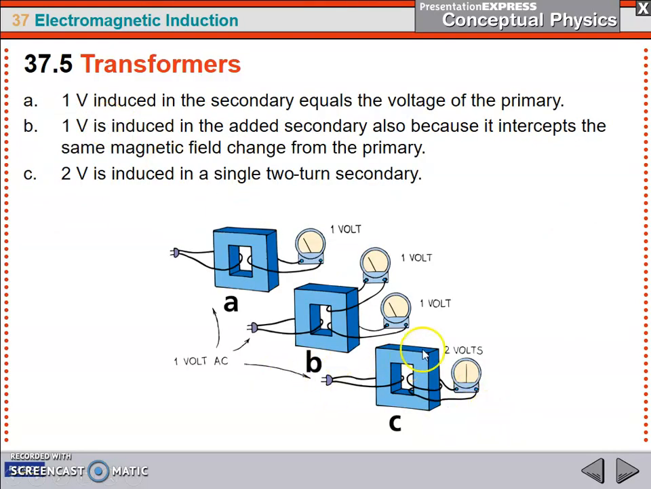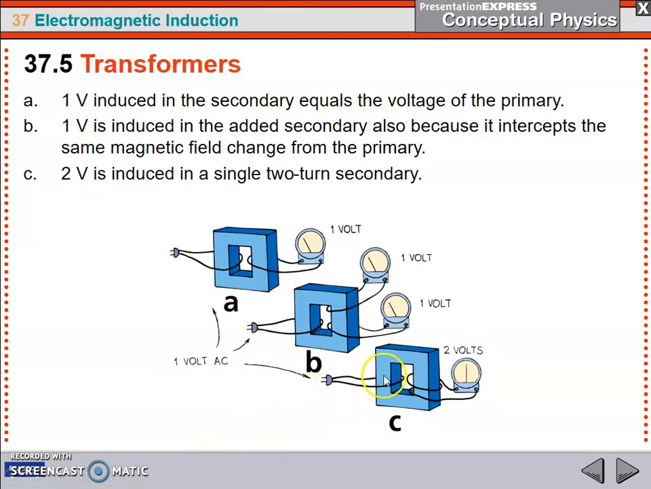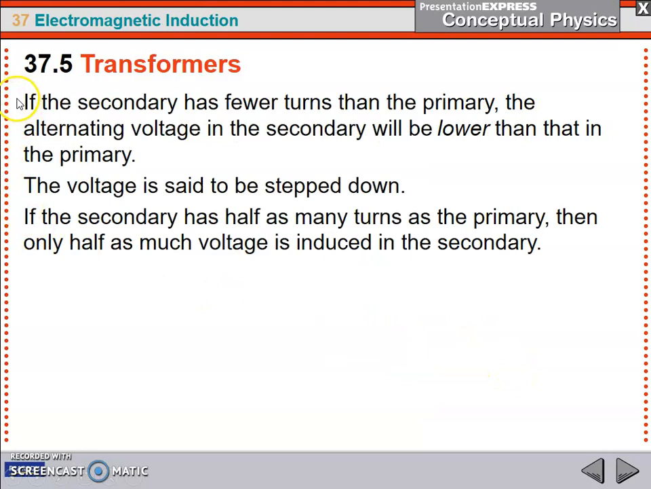Oh, and you see how we go up to 2 volts? We can also go down. If we had 10 coils here and 20 here, we would go from 1 volt to 2 volts. But if we had 10 coils here and only 5 here, we would go from 1 volt to half a volt on the output. So you can go either way. And here's how that works. If the secondary coil has fewer turns than the primary coil, the alternating voltage in the secondary will be lower than that in the primary. And we say that this is stepped down. The voltage from the primary is stepped down to the voltage in the secondary.